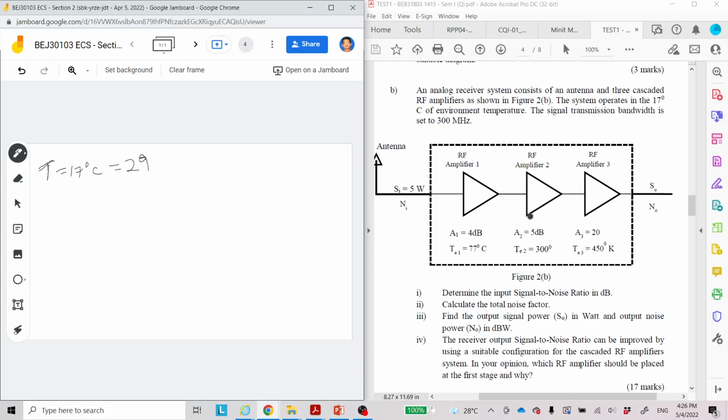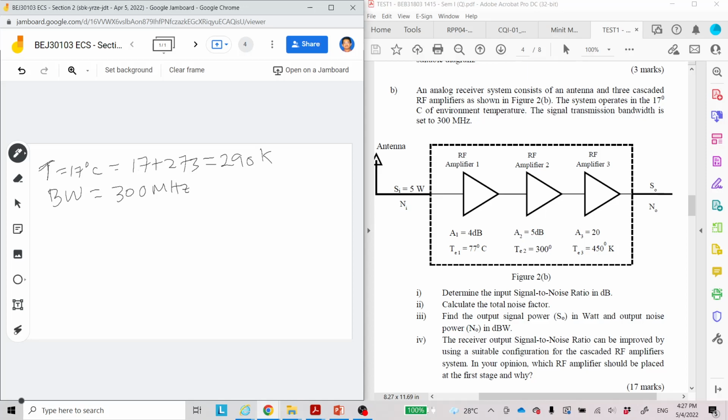290 Kelvin. Okay, 17 plus 273. Maybe I will show you like this. So it is actually equal to 17 plus 273. So this is 290 Kelvin. You are given the bandwidth. The bandwidth is given as 300 mega.